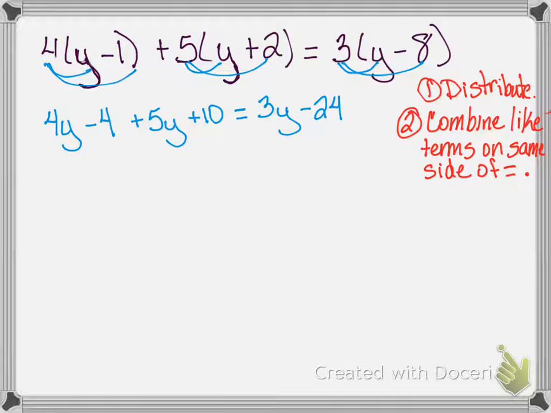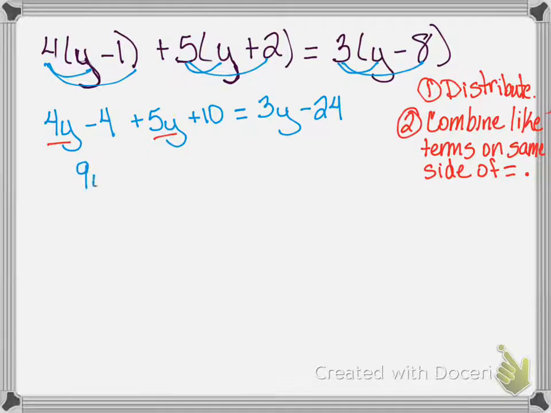Okay? So what that means is I am going to combine this 4y and that 5y because they're all on the left-hand side of the equal sign. Okay? So 4y plus 5y. I'm going to combine that. What's 4y plus 5y? 9y. So I have 4y and 5y.